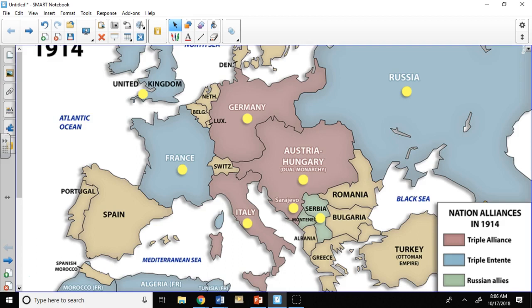The countries in red are going to be the Triple Alliance. We've got Germany, Austria-Hungary, which is that dual monarchy of the countries of Austria and Hungary. We also have Italy located down there as well. They're going to be the Triple Alliance.